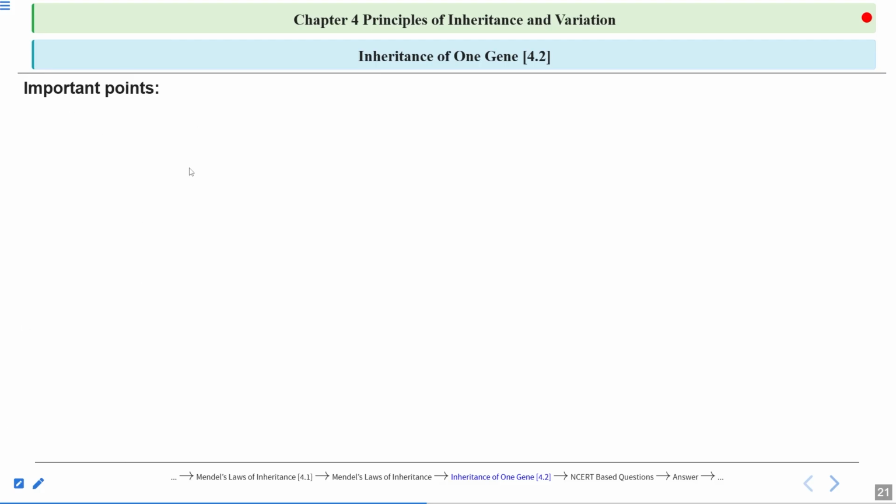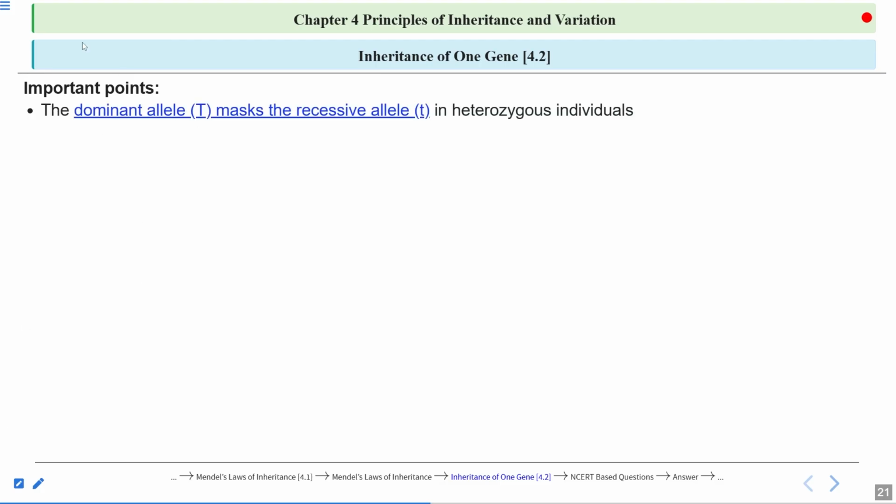Now, what are the important points of this cross that Mendel did? So here you can see the dominant allele capital T masks the recessive allele, which is small t, in the heterozygous individuals.